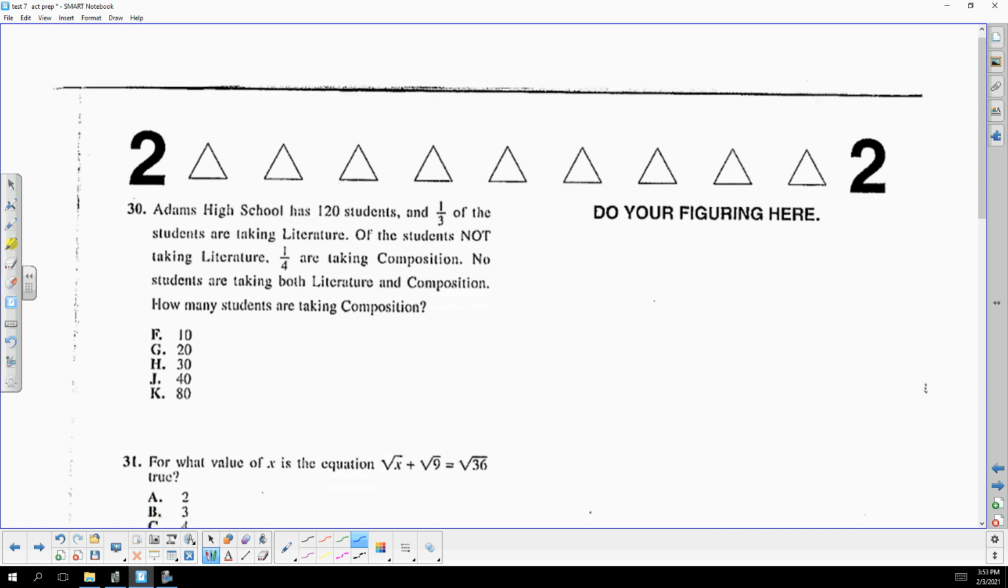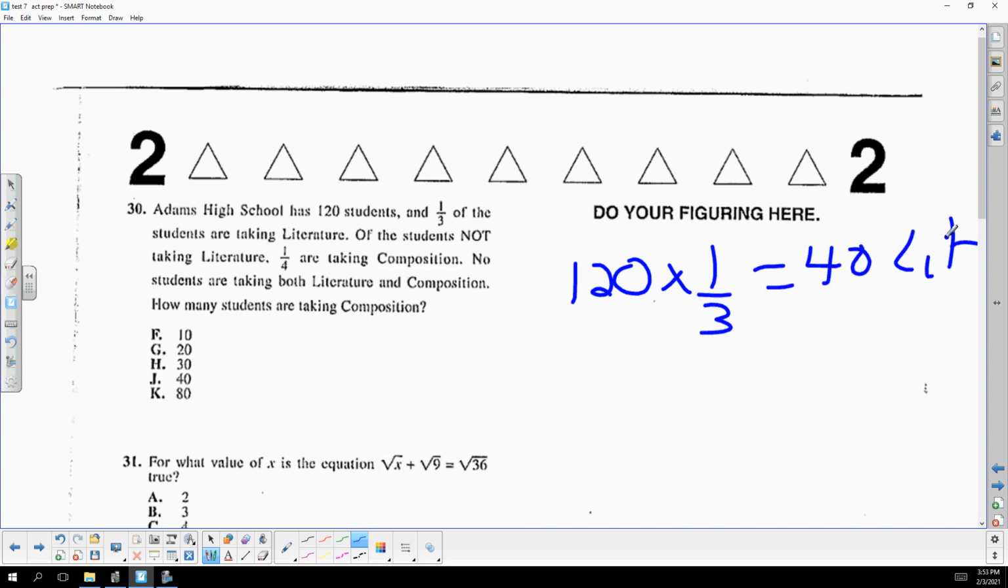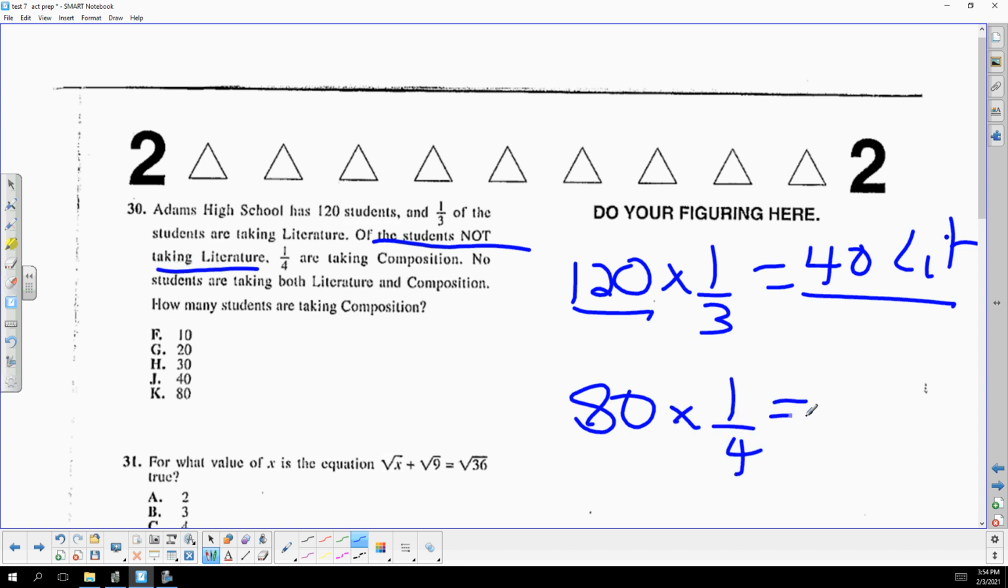120 students, and 1/3 are taking lit. So 40 are lit. Of the students not taking lit, so if 40 are lit out of 120, 120 minus 40, 80, 1/4 are taking composition.